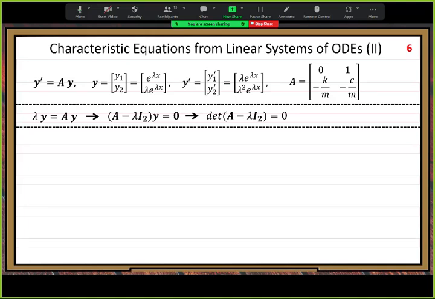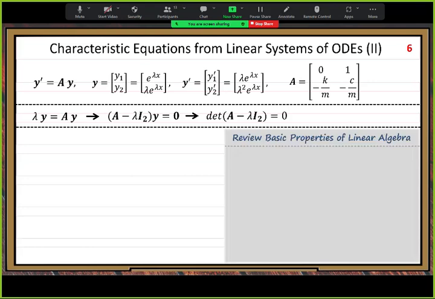The first time, Wronskian. Second time here, characteristic equation. We use this property, this result. So let's review some more linear algebra properties.